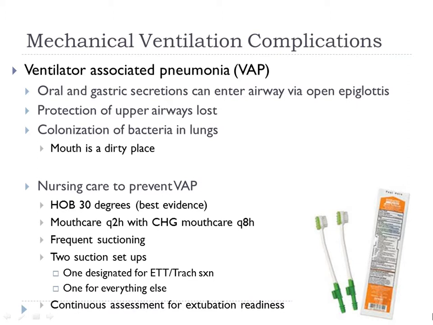The number one thing to do that will prevent VAP is getting the patient extubated. So we always want to make sure that our patient is not over-sedated, so they can be extubated if necessary, or if ready. So always continuous assessment for the patient's improvement and hopefully close to extubation, the breathing tube being taken out.